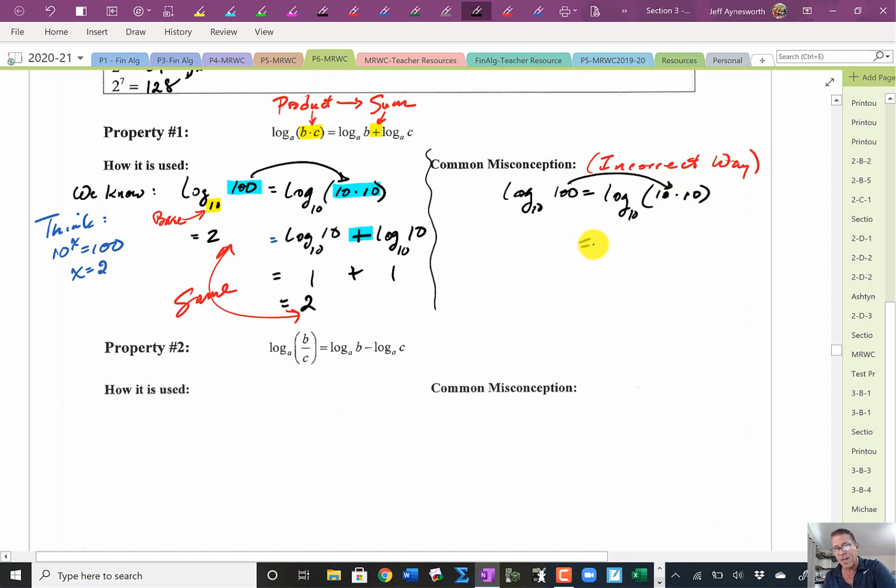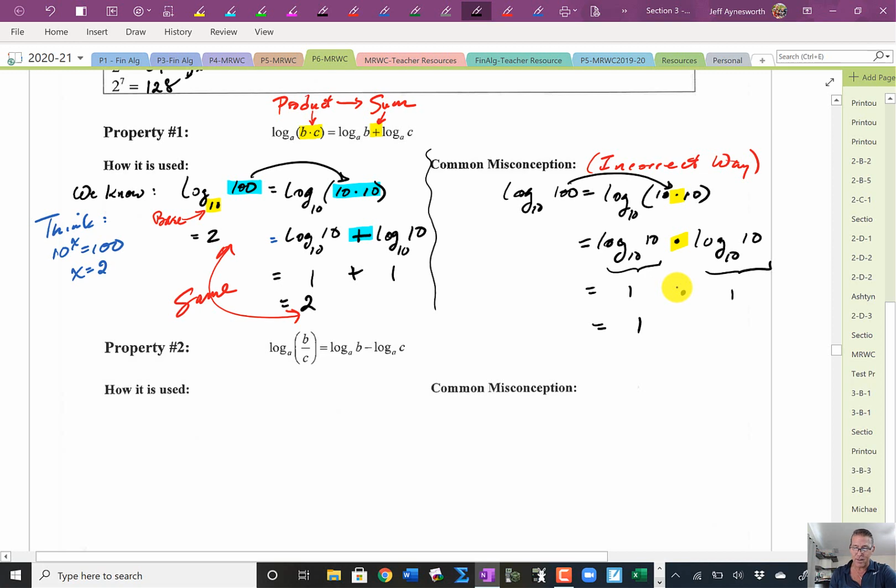Now some people think that a log of a product is just the product of the logs. So I'm going to write it as such. I'm going to take log base 10 of 10 times log base 10 of 10. Notice that I have a product, and then I write the log of a product as a product of the logs. This is incorrect, and you're going to see why in a minute. We know the answer is 2; we just did it two different ways. Watch what happens. The first log gives us 1. The second log gives us 1, and 1 times 1 is 1. So obviously we don't get 2. We got 1, and this is incorrect.